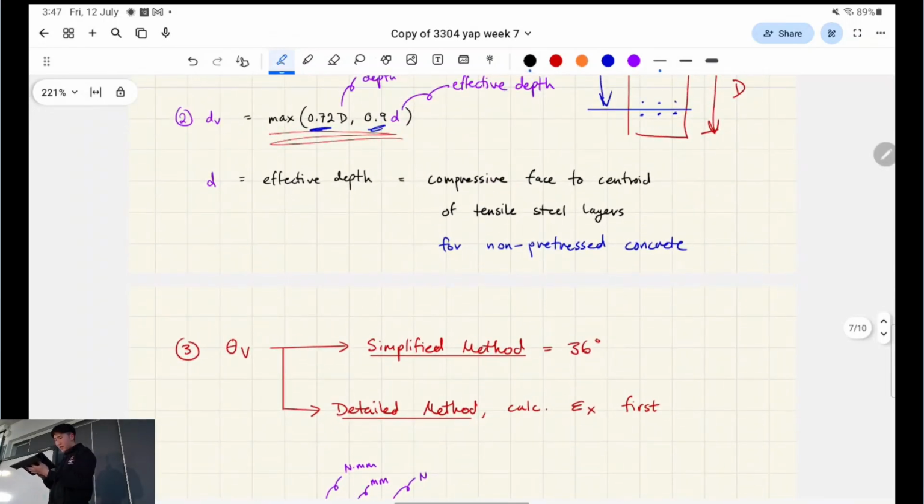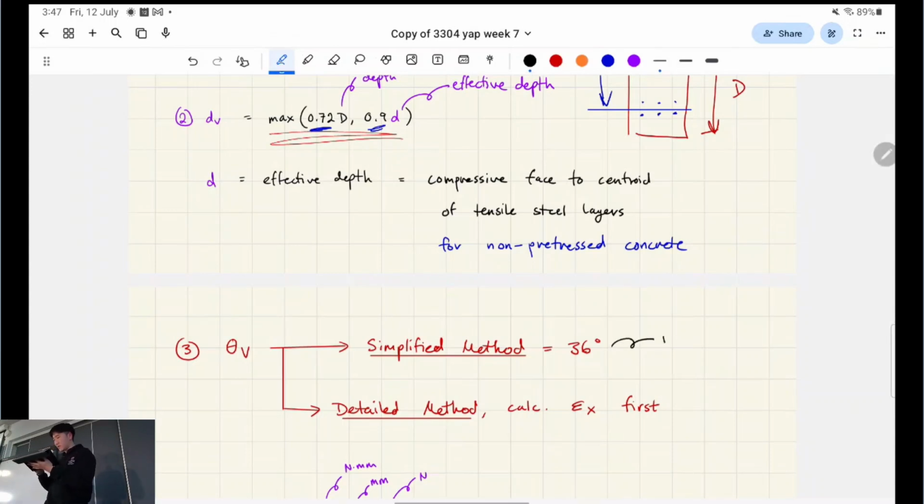Next, we do theta v. So theta v, here's the important part. In your finals, and in my finals, it's only ever just been taken in the simplified method, I believe. 36. I'm pretty sure. I'll double check. But I'm pretty sure it's only ever just 36. Because this part takes a while, basically, right? And there's more stuff they want to test you on. But in all the workshops and stuff, they want you to do it the other way.